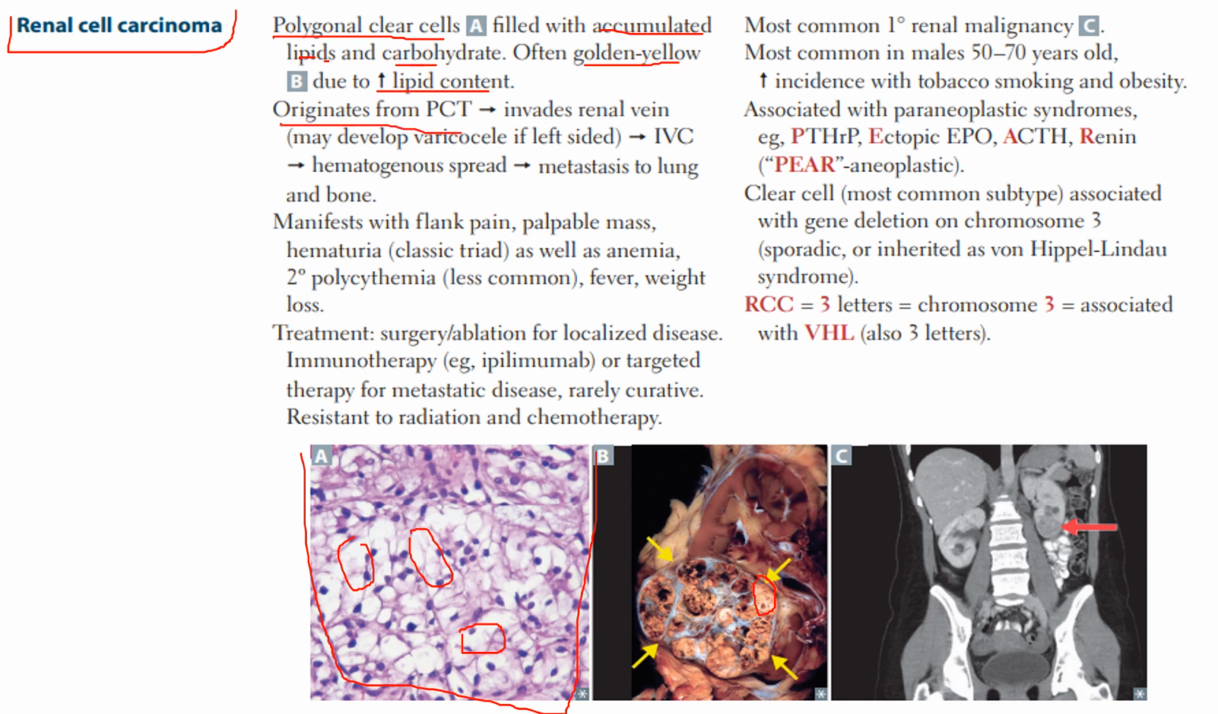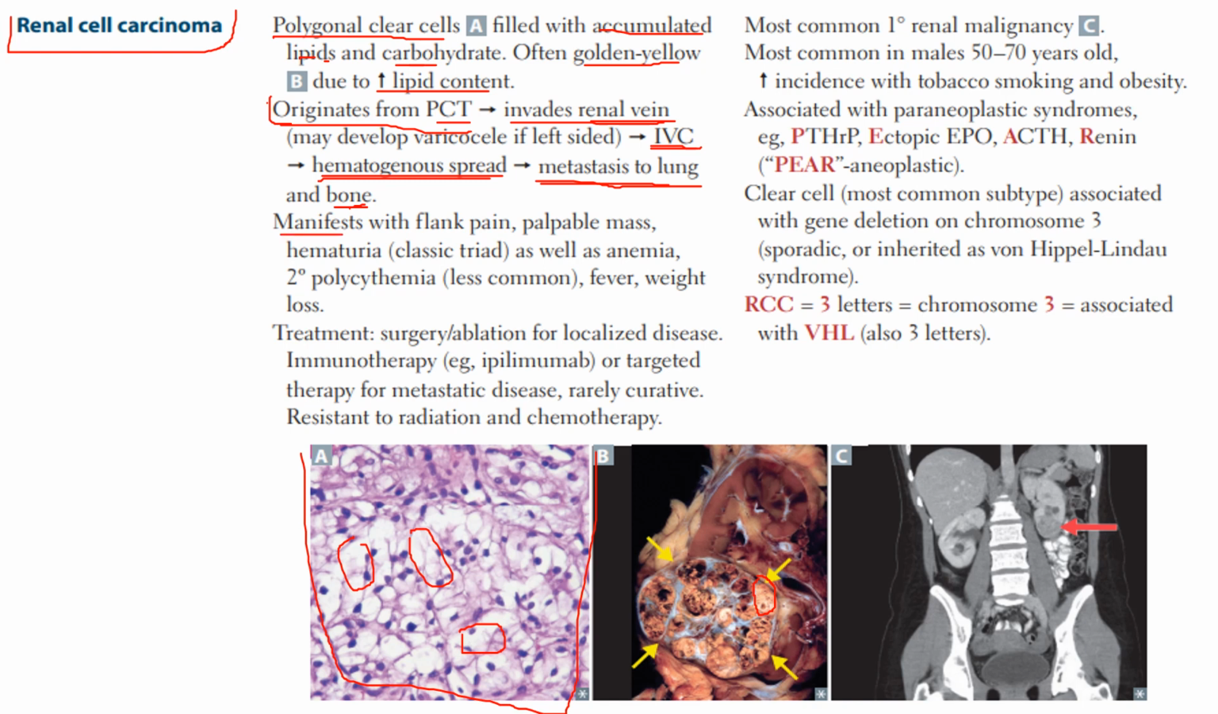It originates from the PCT, proximal convoluted tubule, and invades into the renal vein, then goes into the inferior vena cava, which leads to hematogenous spread and metastasis to lung and bone.